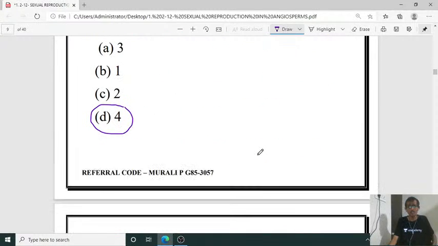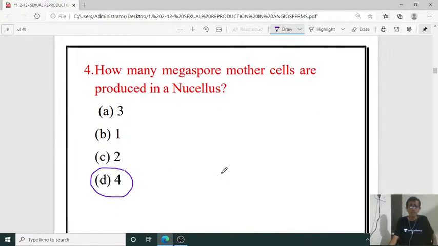Okay. So for question number 4, the nucellus is going to produce 4 megaspores. One cell of the nucellus will undergo meiosis, resulting in the production of 4 megaspore mother cells, MMC, and out of the 4, 3 will degenerate and 1 is functional. That functional megaspore later undergoes repeated mitotic division, resulting in the 8 nucleated 7-celled condition. That ultimate structure is nothing but the embryo sac, isn't it?